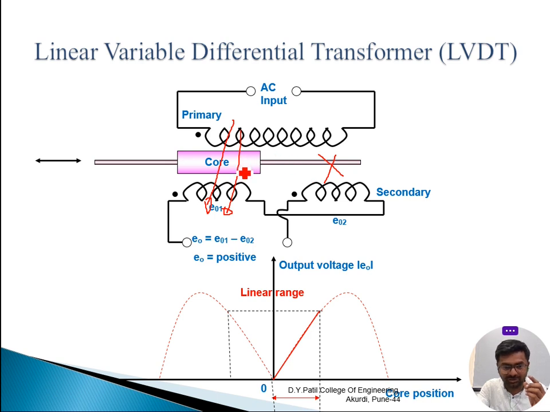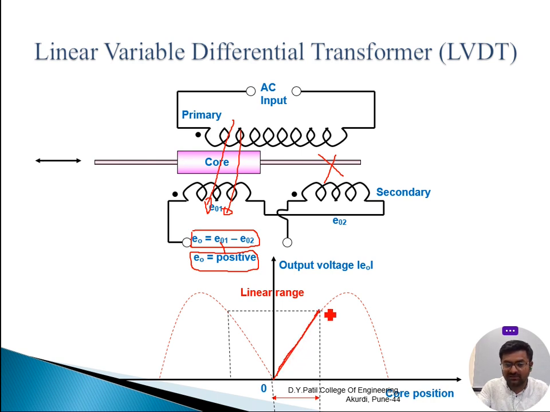When you come to here, there is mutual induction happening, as a result of which you will get some positive voltage at E naught of 1. So the total output voltage is E naught 1 minus E naught 2, and E naught 1 is a positive value, E naught 2 is 0. So the overall total E naught value is a positive value. You can observe here, and this is shown in this characteristics diagram. It will be like this, you can observe.